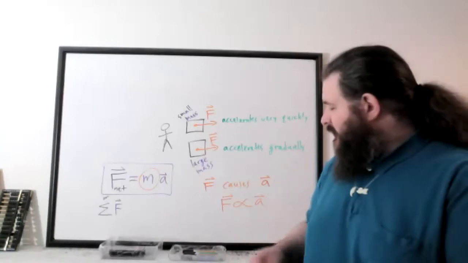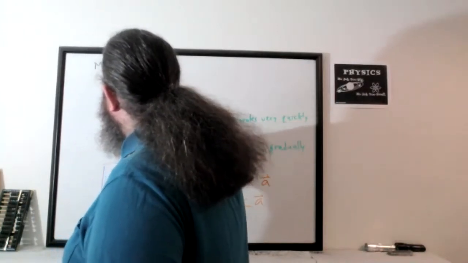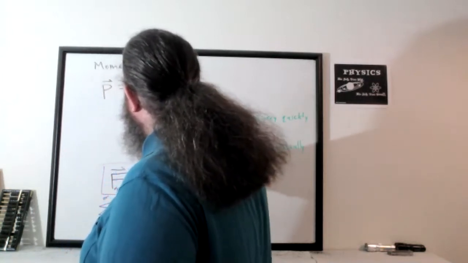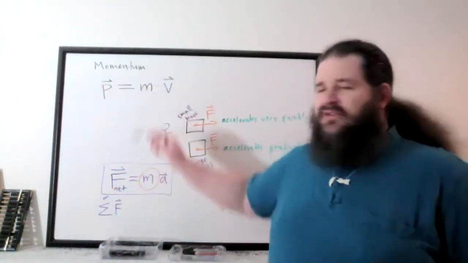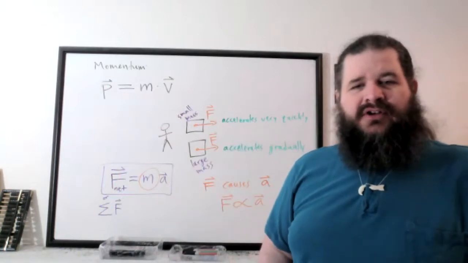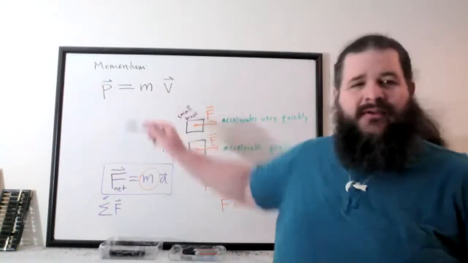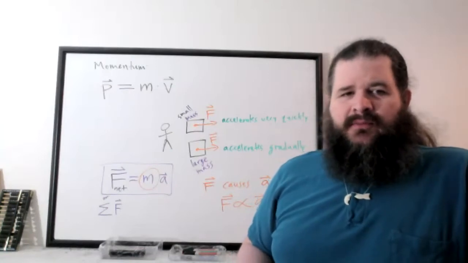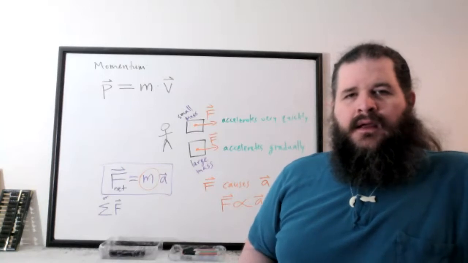And this also ties back into the idea of momentum. Because we're defining momentum in the first place as mass times velocity. Velocity is describing the motion of the object. Mass is describing how difficult it is to change that motion. So momentum is a combination of the motion of the object and how difficult it is to change that motion. And that's really all it is. It's just the motion of the object combined with how difficult it would be to change that motion.